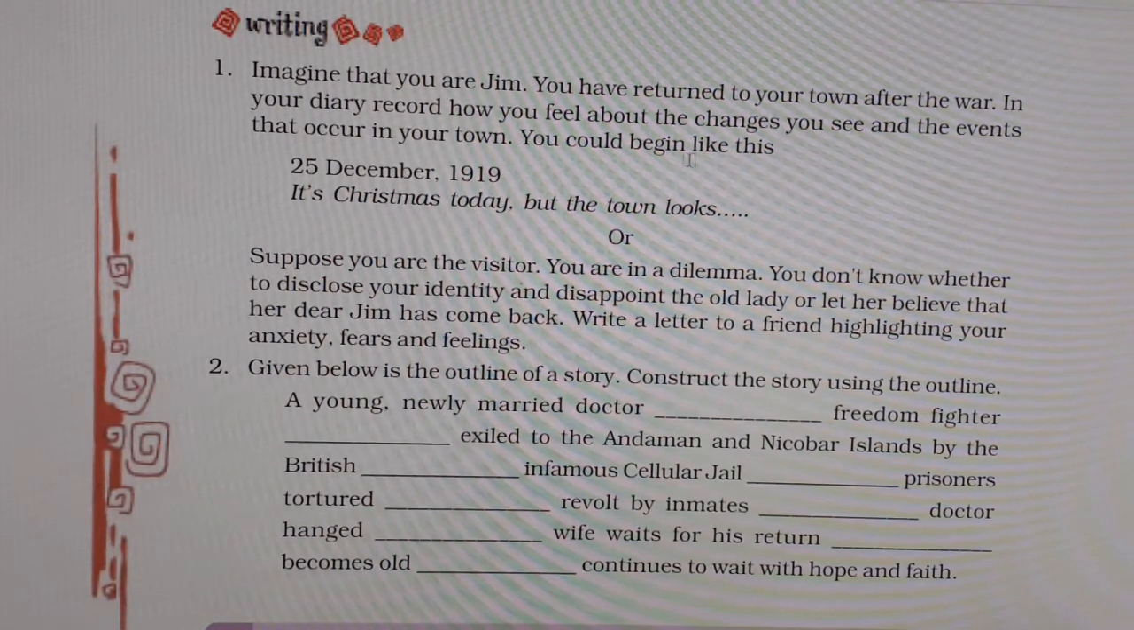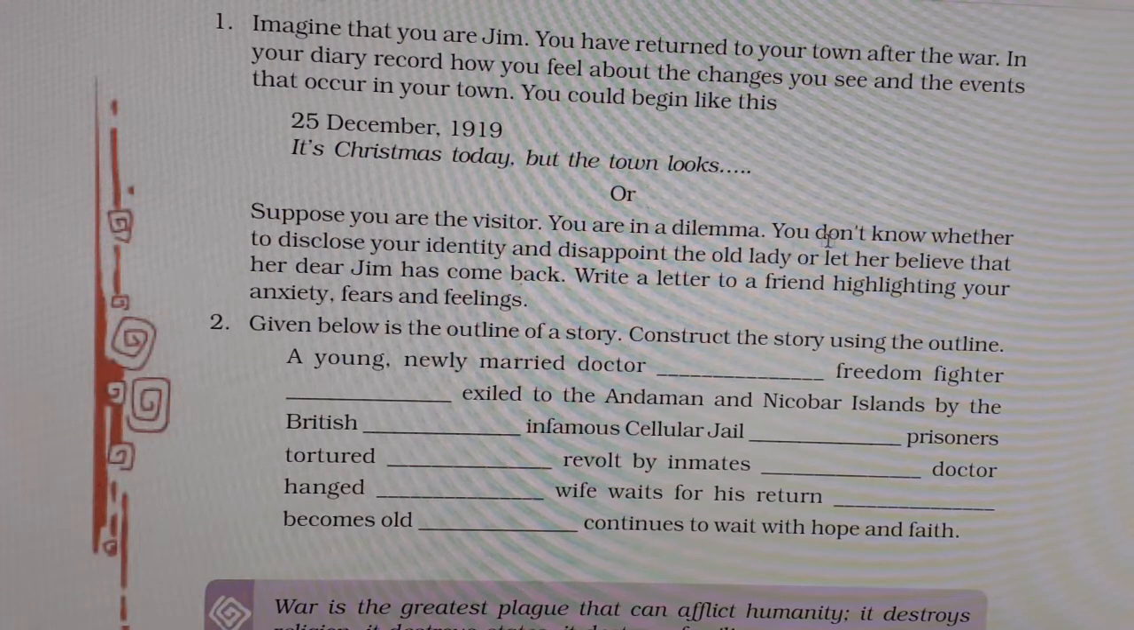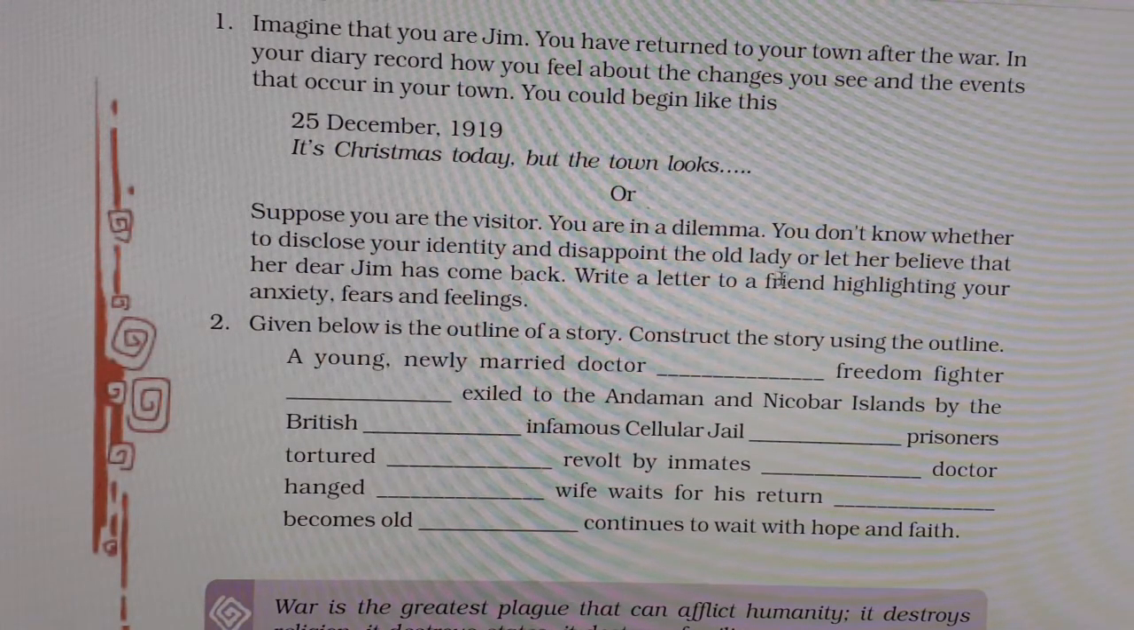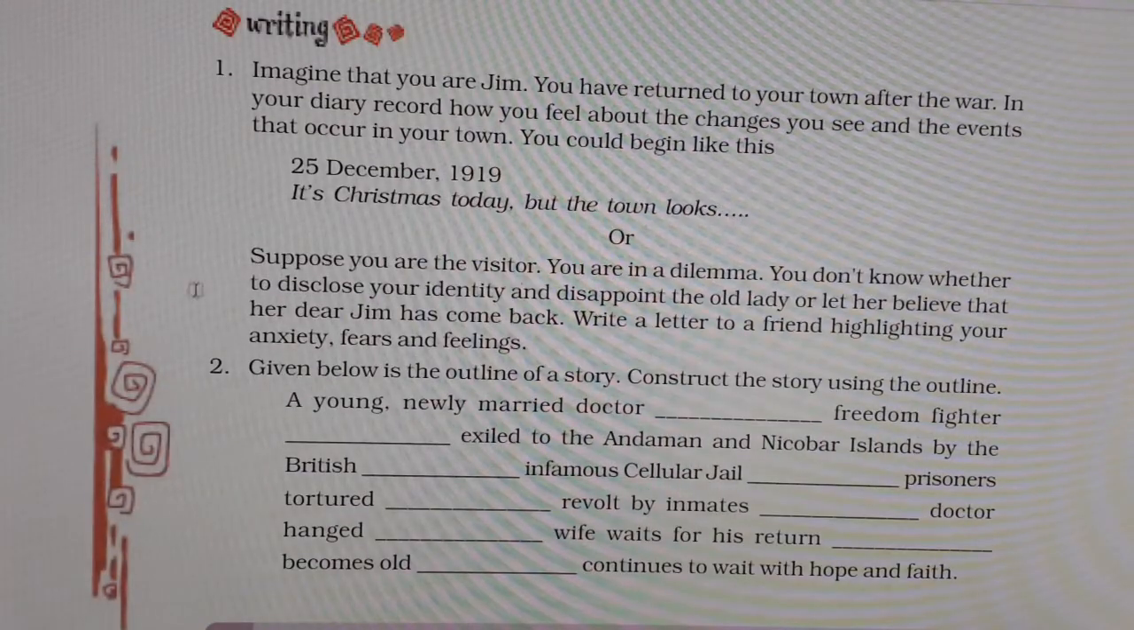Suppose you are Jim, you have returned from war, so how would you describe the Christmas? Please write it. Or suppose you are the visitor, you are in dilemma, you don't know whether to disclose your identity to disappoint the lady, or let her believe that her dear Jim has come back. Write a letter to your friend highlighting your anxiety, fears, and feelings.